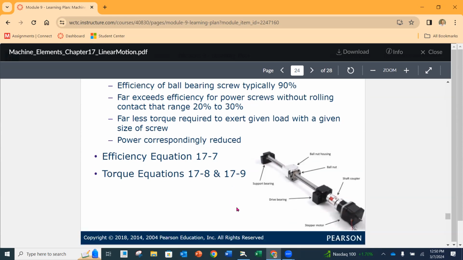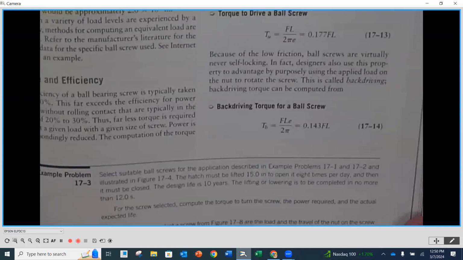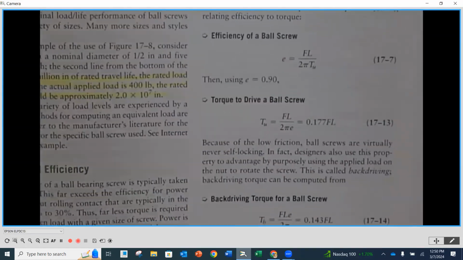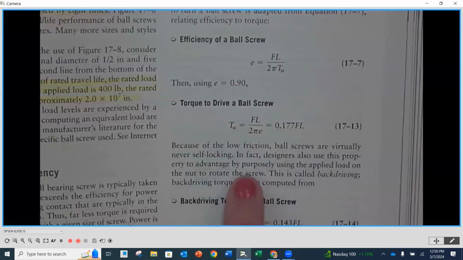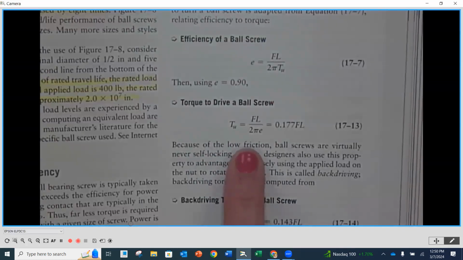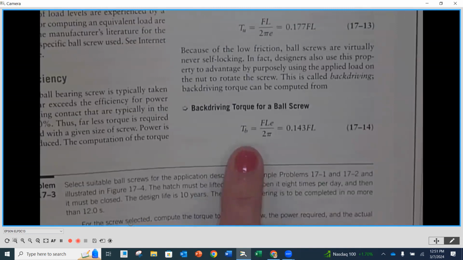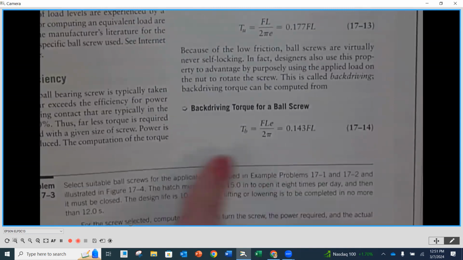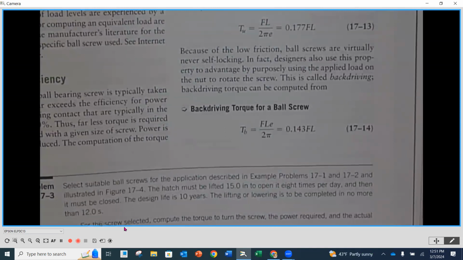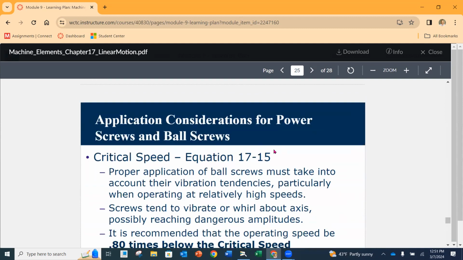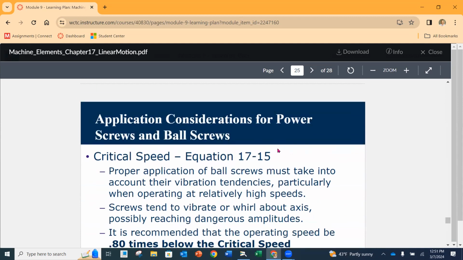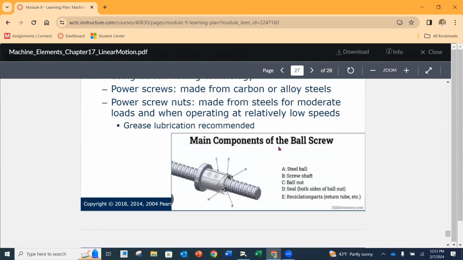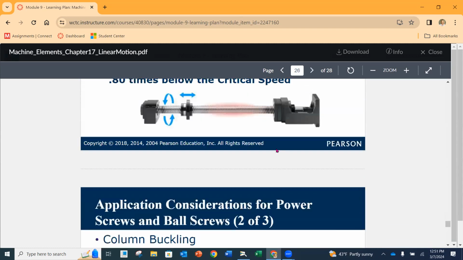Those equations are going to be on page 651, and they're at the top of the page there. So if I go underneath page 651, the efficiency is right here. Here's going to be the torque to drive the ball screw. And then you're going to have the torque for the back driver, like it's the down, like we did on the lead screw. So the up and the down, if you would.